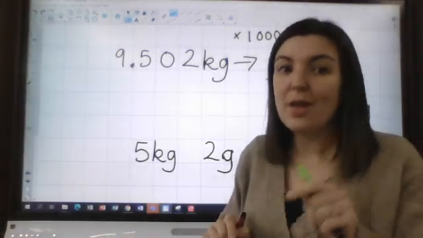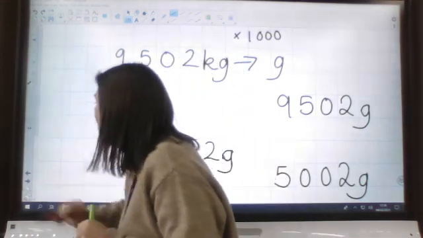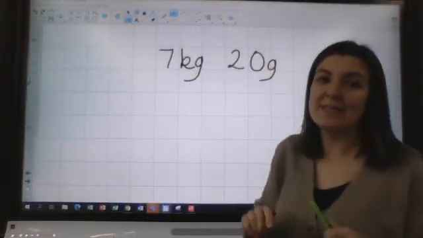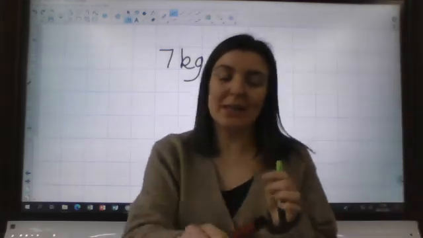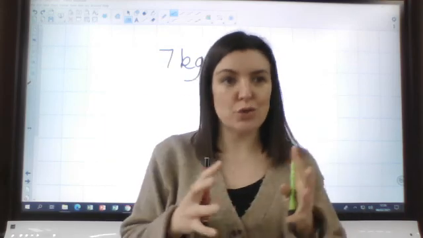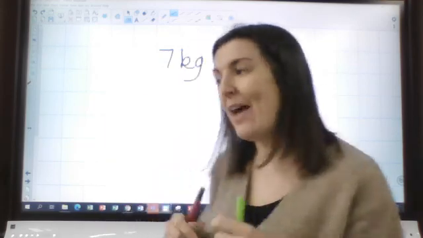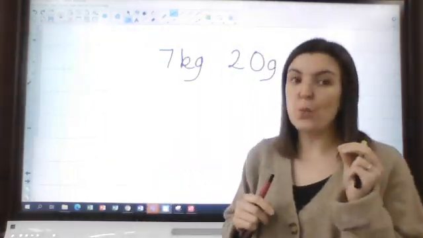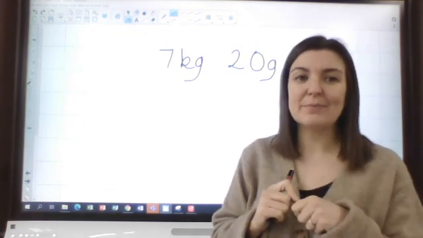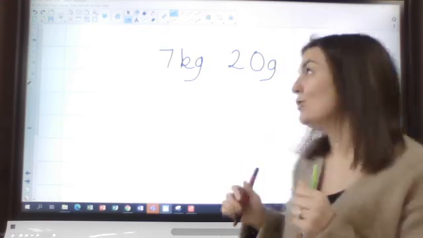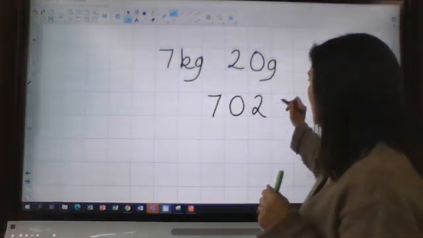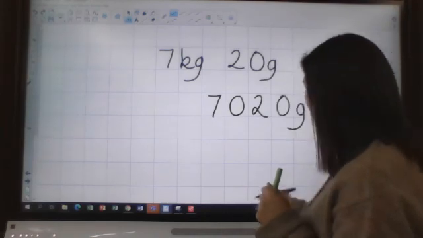So I've got another one that you have to be really careful with. 7 kilograms and 20 grams. So you have a little think in your purple book. What do you think that would look like just as grams? So you've got 7 kilograms and 20 grams. Okay, have a little think. Right, so you should have 7 kilograms. So it would be 7,020.